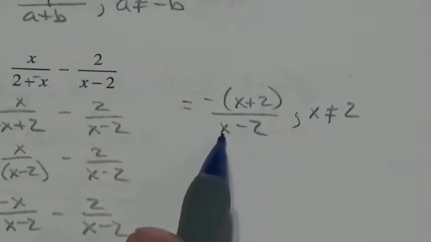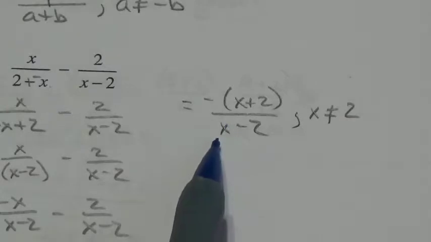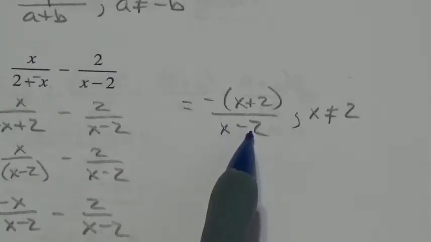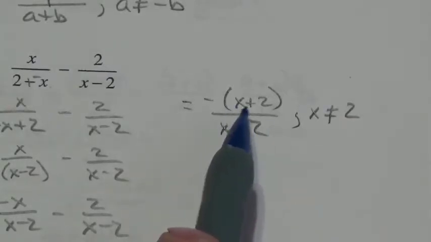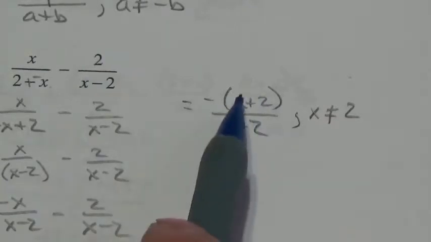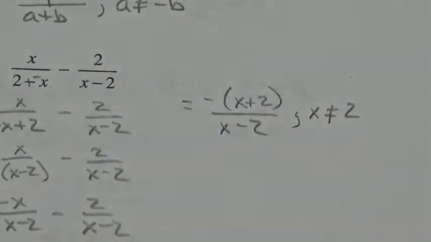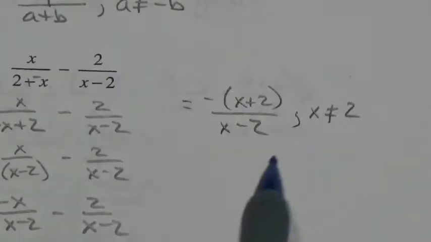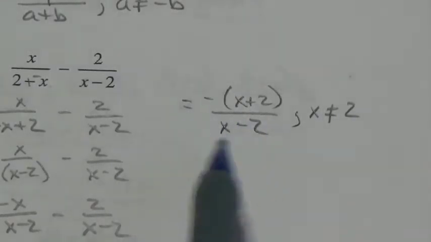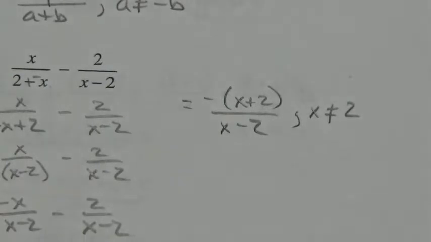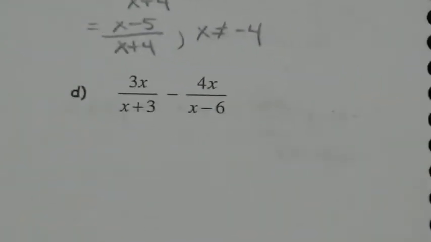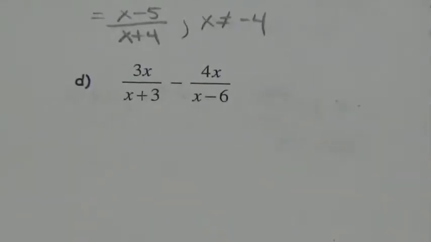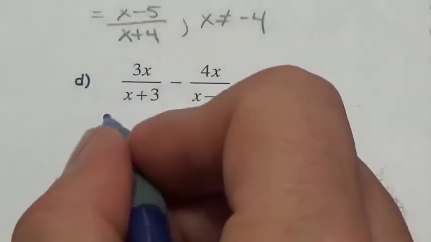I could plug 0 into this, and if you did, 0 minus 2 is negative 2. 0 plus 2 is positive 2 with the negative, becomes negative 2 over negative 2, just becomes 1. 1 is okay. I have no problems with 1. What I have a problem with is division by 0. If the whole thing becomes 0, that's an issue. Let's keep going. Okay, now it's getting a little bit more interesting here.